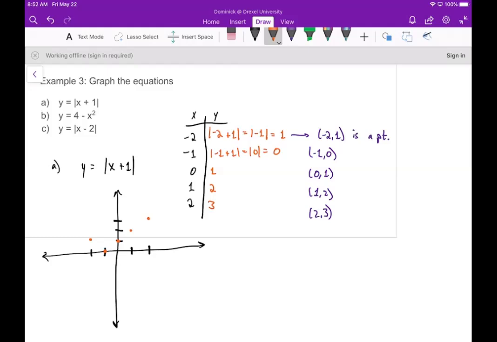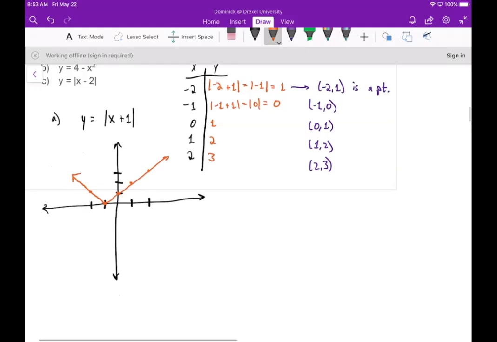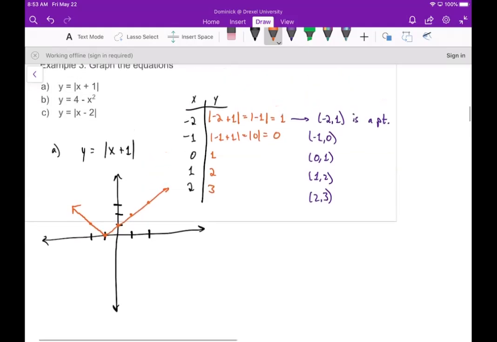Okay, so it looks like we're going to get something like this. All right, and if you're ever unsure based on how many points that you have, you can always plot some more until you're confident that you have an accurate depiction of what your graph will look like. Okay, so that's the absolute value of x plus 1. Let's take a look at 4 minus x squared.